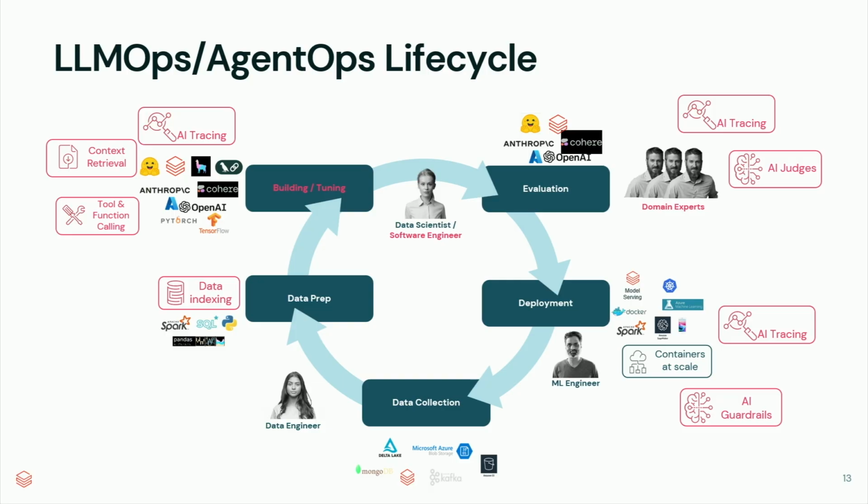Deployment will be largely the same, except you'll want to set up also some guardrails to make sure that your LLM is not being misused, as well as wanting to make sure that it scales well. But this is pretty similar to what we have in the MLOps world, so I won't go too much into that. Data collection largely stays the same. And then for data prep, you may put your stuff into a vector index. That's the only real difference.